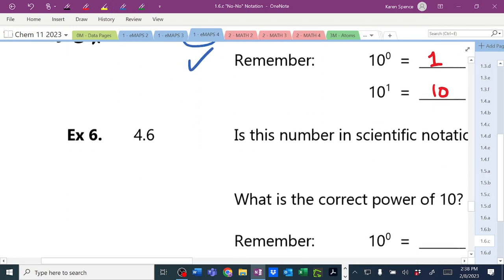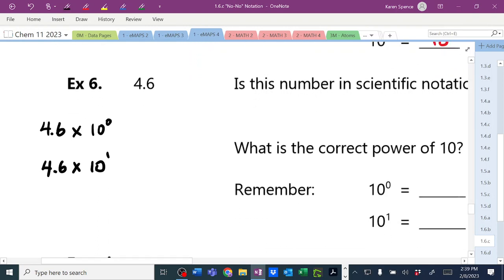4.6. Is that number in scientific notation? No. What do we need? We need times 10 to the something. Okay, so again, I'm going to give you 2 choices, 4.6 times 10 to the 0 and 4.6 times 10 to the 1. Decide with your partner what you think. Is it 10 to the 0 or 10 to the 1?